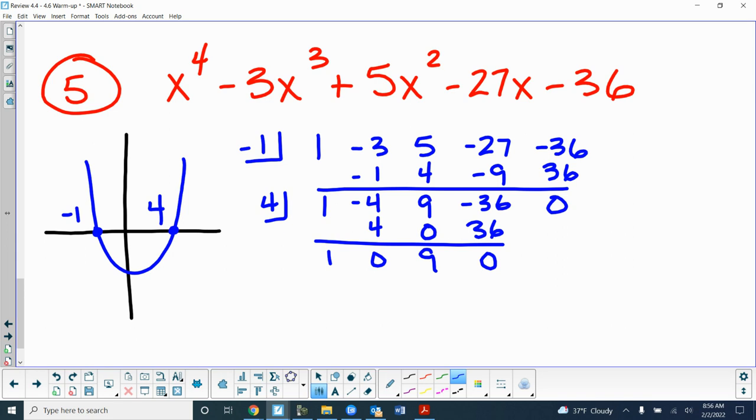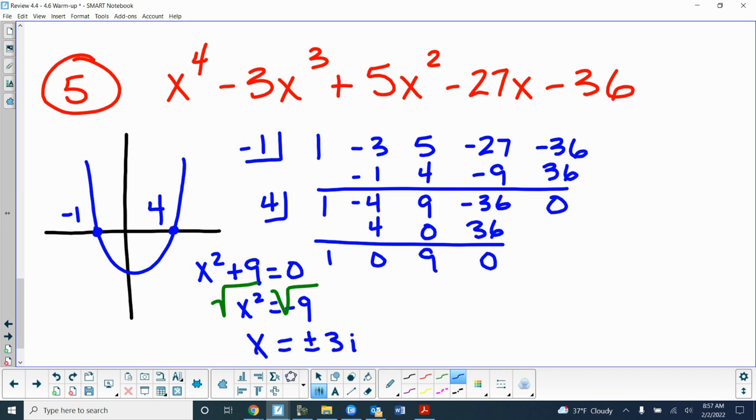All right, so that's what I get when I do my synthetic division. What's b again? Nothing. So I can write x squared plus 9 equals 0 and not have to use the quadratic formula. So what's the square root of negative 9? 3i, right? Plus or minus. Okay? So our four answers are negative 1, positive 4, 3i, and negative 3i.